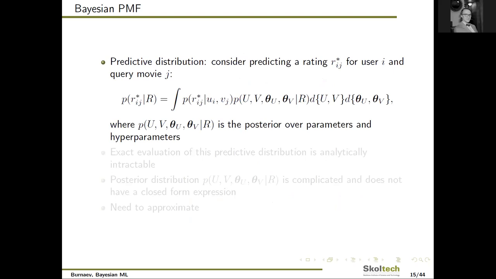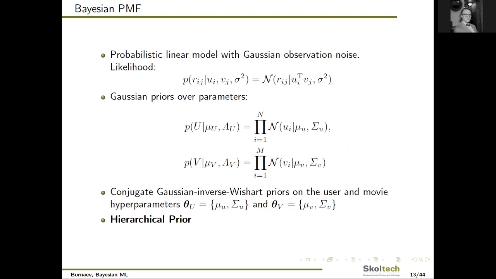Let's do one more step on why it's so complicated. We choose Gaussians as priors, and the likelihood is also Gaussian, so why is it not closed form? We have one Gaussian and another Gaussian, and we have the scalar product of two Gaussians. What's the distribution of the scalar product of two Gaussians? We don't know.